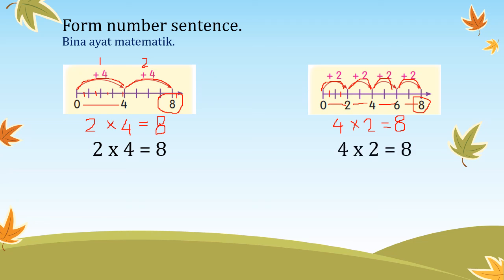Okay, now let's look at the products. The products are the same, 8 dan 8. So we can say 2 times 4 is equal to 4 times 2. 2 darab 4 sama juga dengan 4 darab 2.